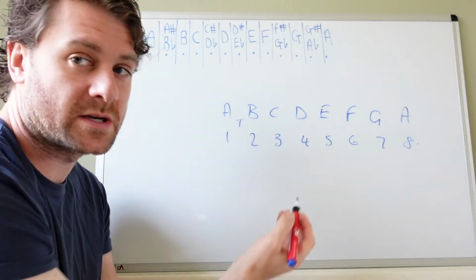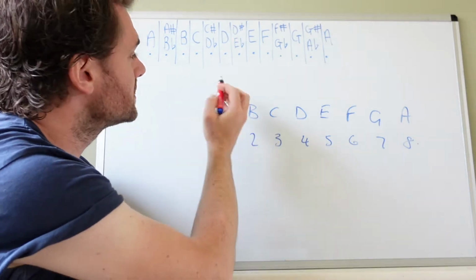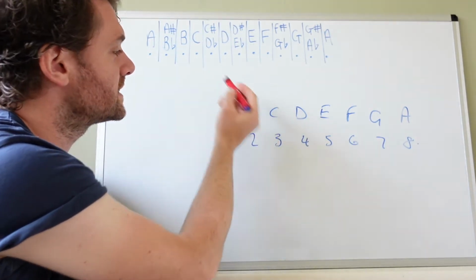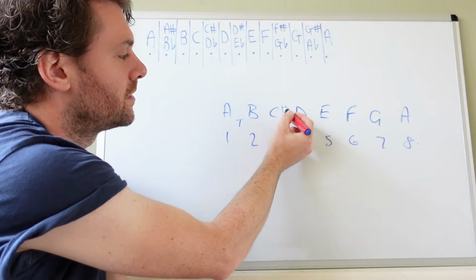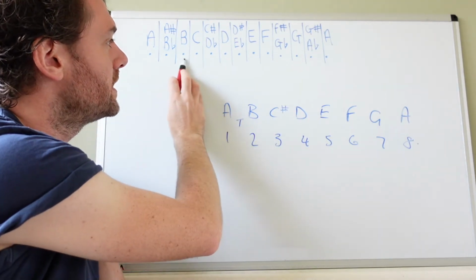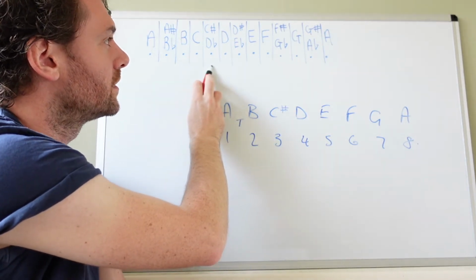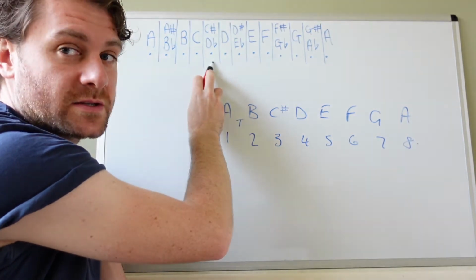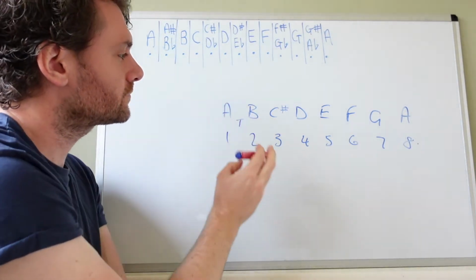Now B, this is where it starts to get a little tricky, right? So B does not move to a C, it's actually going to move to a C sharp. Add that on there because our B here is going to move a tone, which is going to bypass the C straight to the C sharp. Okay, so let's keep going.